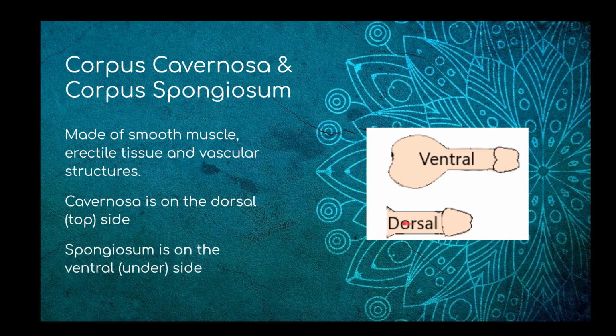The dorsal side then is the side that is up and towards the abdomen. And it matters because it matters where the corpus cavernosa and the corpus spongiosum sit. Both are made of smooth muscle, and they have erectile tissue within them and also some other vascular structures that run within them. The cavernosa are going to sit more on the dorsal or top side. So again, there's two cavernosa, one on each side. The spongiosum then sits more centrally on the ventral side of the penis, and that is where the urethra will travel through and out of the penis head.